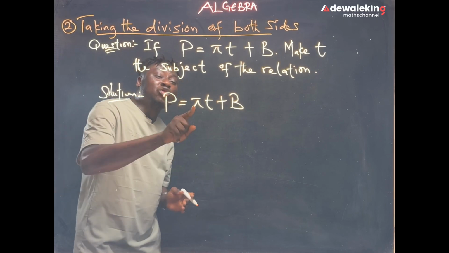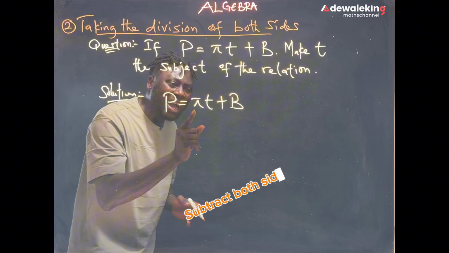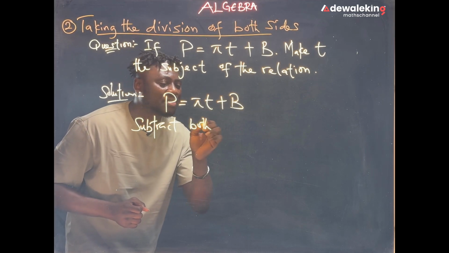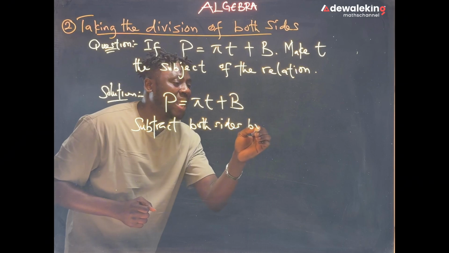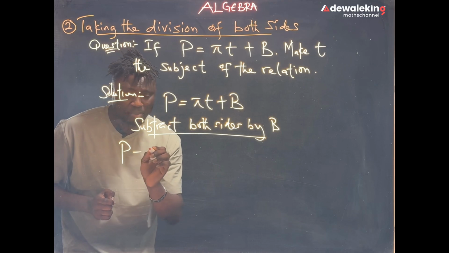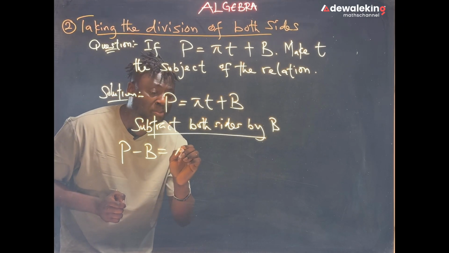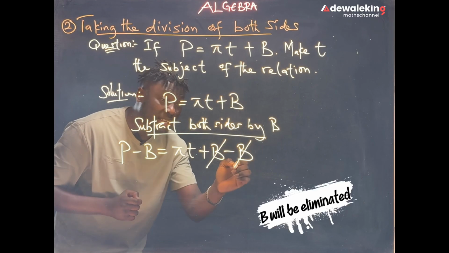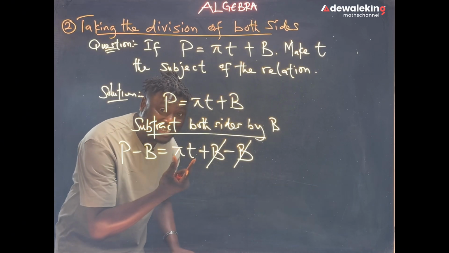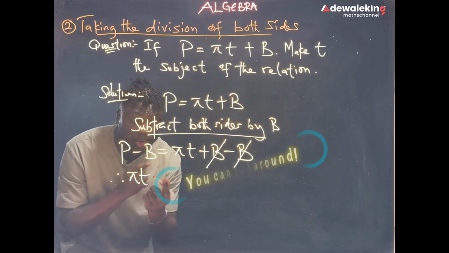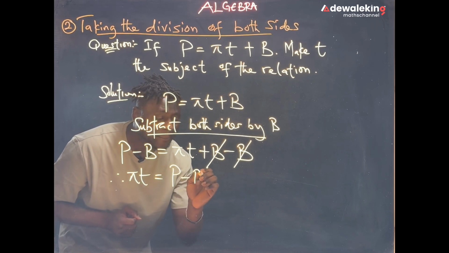So the first thing to do is to subtract both sides by B. This is it. Say you write subtract both sides by B. You underline. So you say P minus B is equal to pi t plus B minus B. So in this case, B will be eliminated. It remains pi t at the right hand side. So we say pi t, we can flip it around, is equal to P minus B.